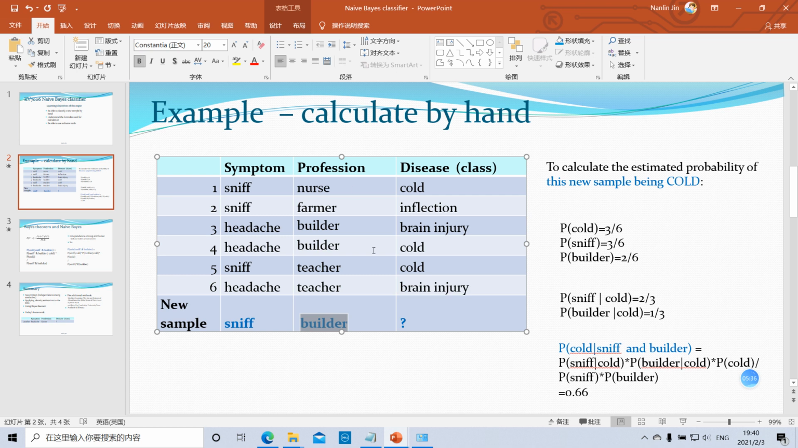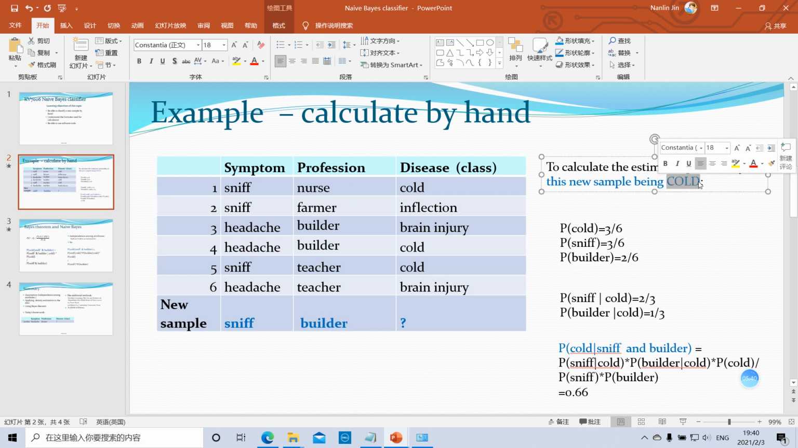So to start with, we calculate the potential class label probability in the dataset, and the probabilities of all values of related features. So I hope that is clear.